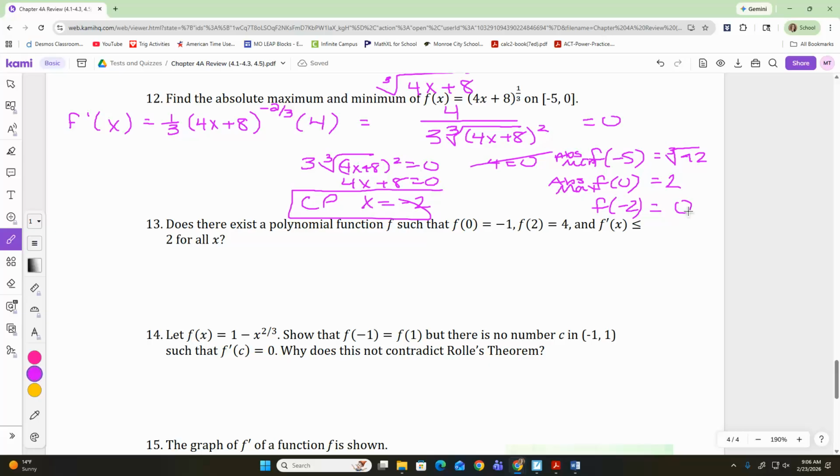So for absolute max and min, I would have to give you an endpoint. So you find all your critical points, you test those and your endpoints to find the highest and lowest. Any questions there?